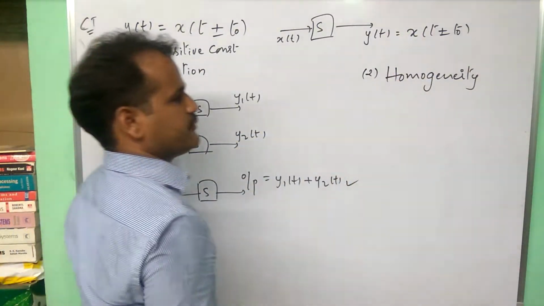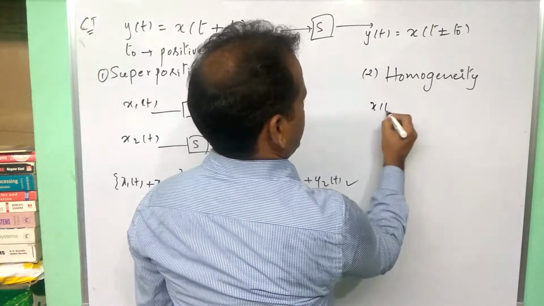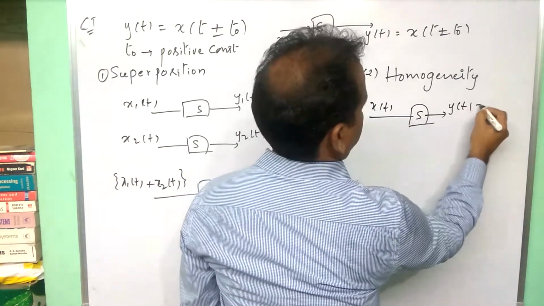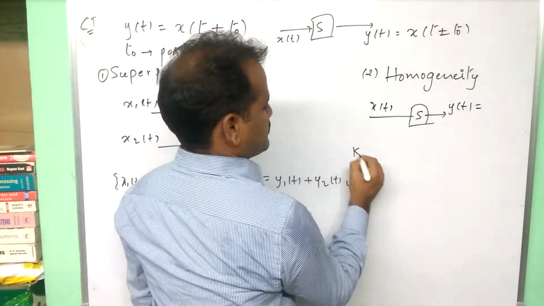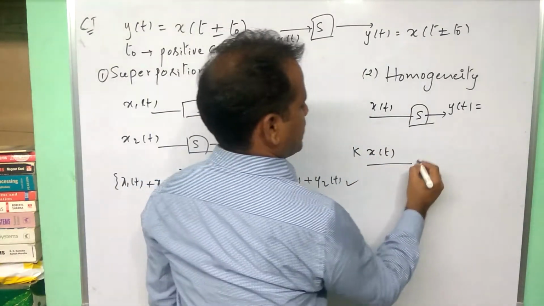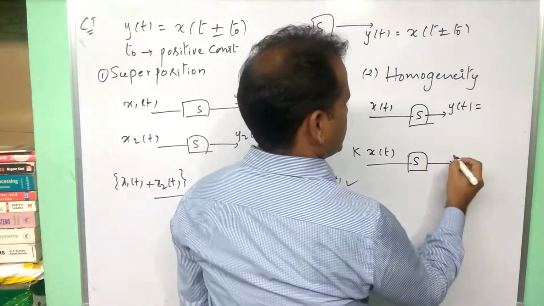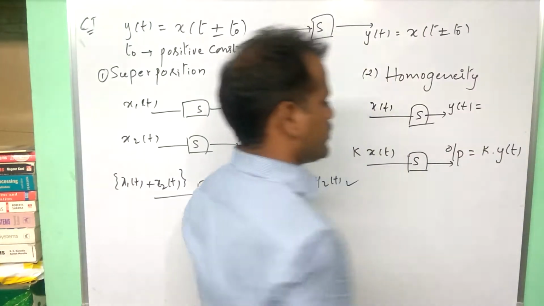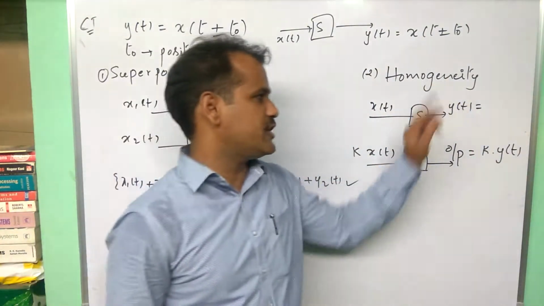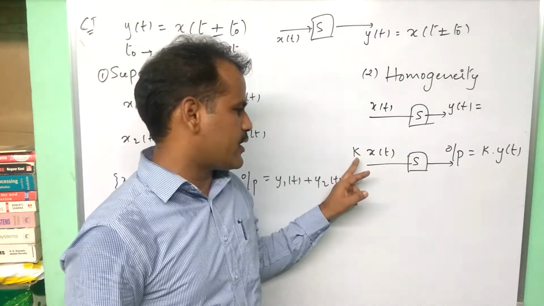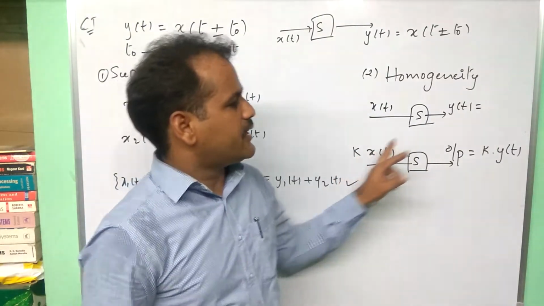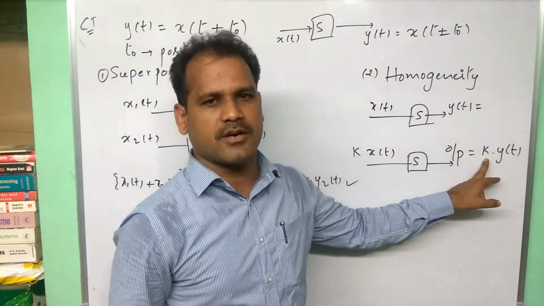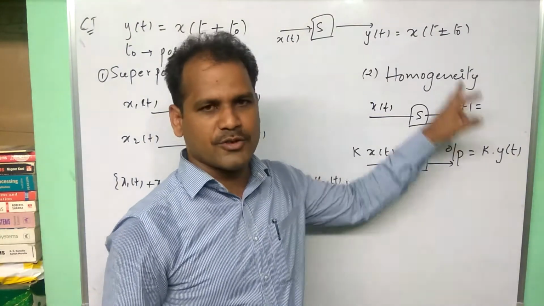If it is equal to y1 of t plus y2 of t, then the superposition principle is satisfied. So we have to verify according to the given relation. Next, the homogeneity principle. Let us apply the input x of t to the system and consider the corresponding output y of t. Then let us multiply the input with some constant k and apply it to the system. We verify whether the corresponding output is equal to k into y of t or not. That is, we check whether the output is multiplied with the same constant.